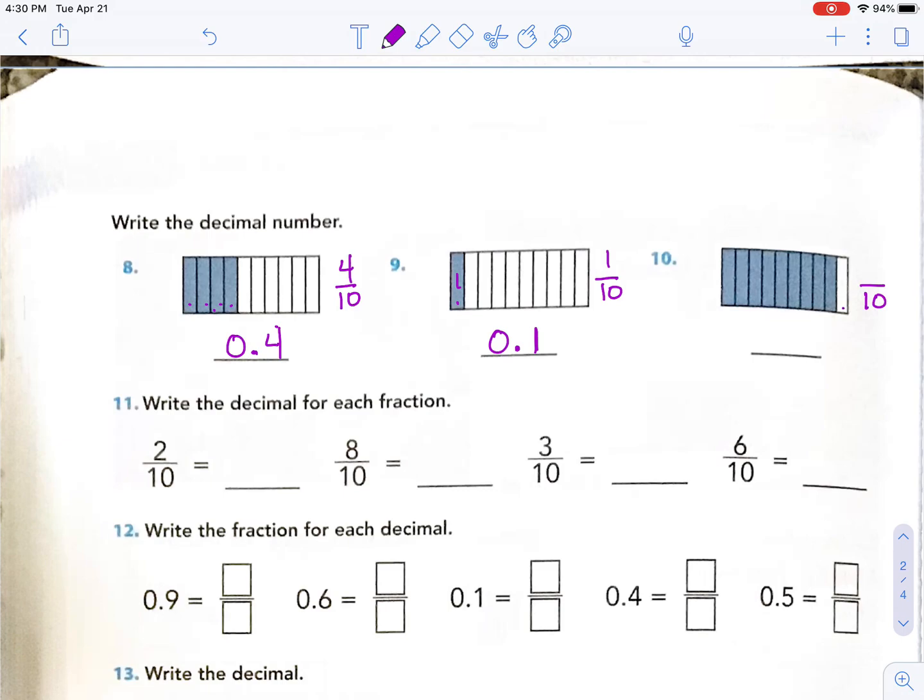Okay, now this one. I don't even want to count these. If I know that there's 10 and there's 1 empty one, I know 10 minus 1 equals 9. But if I wanted to count it, I could. 1, 2, 3, 4, 5, 6, 7, 8, 9. I know this is 9 tenths. What do you think it will look like as a decimal? Well, I just need to put 9 in the tenths place. There's the tenths place. Do you see it? Tenths. Excellent.